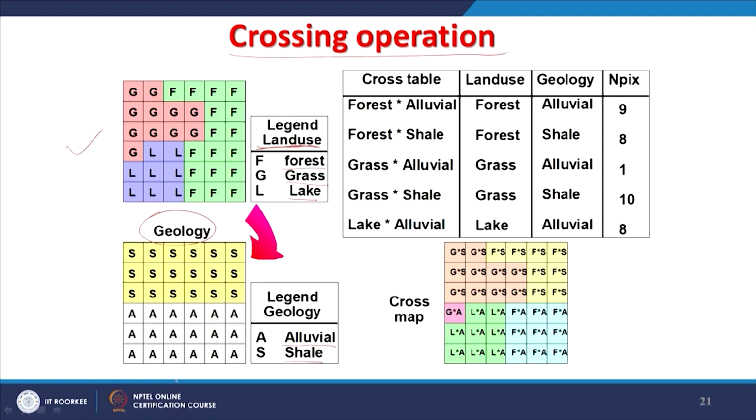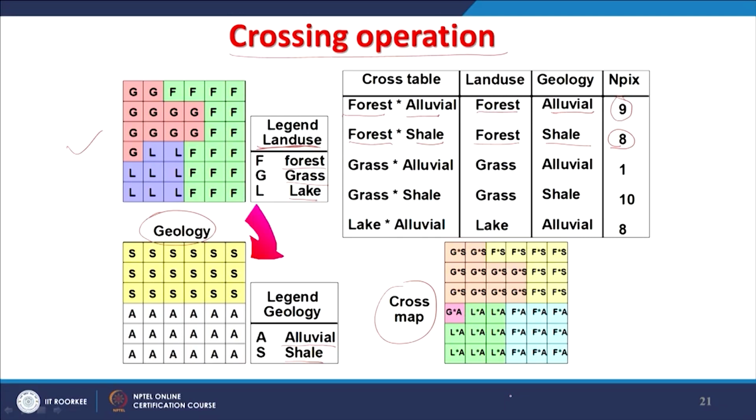Now, I can create a cross table. Where forest and alluvium, from the 2 different maps, a value can be given as 9. When forest and shale are there, then value 8, and likewise I can assign values, and this cross map basically has that information. So, I can use that to keep the information of both maps together in one map through my attribute table while crossing these 2 operators.